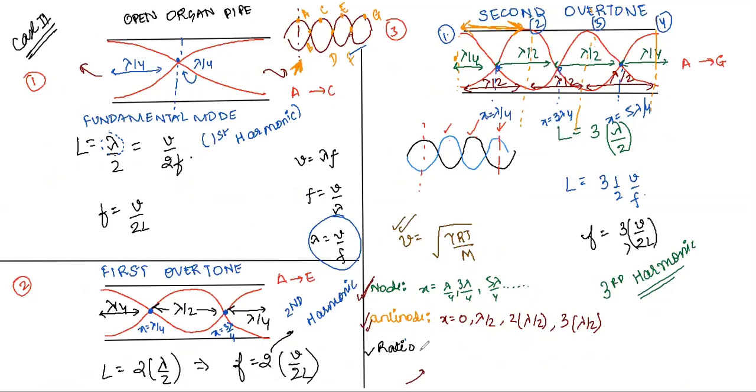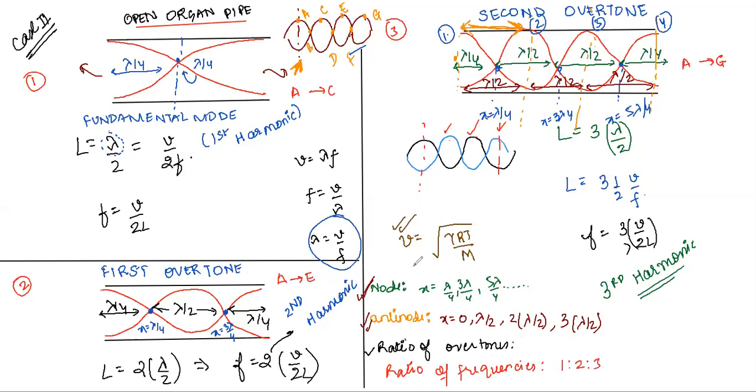In case of an open organ pipe, ratio of overtones, and in case of an open organ pipe, ratio of frequencies. So ratio of frequencies is, yes, Atul, tell. In case of an open organ pipe, the one which is there on the screen. Yes, sir. 1:2:3 is the ratio of frequencies, correct? Yes, sir. We can clearly see 1:2:3.